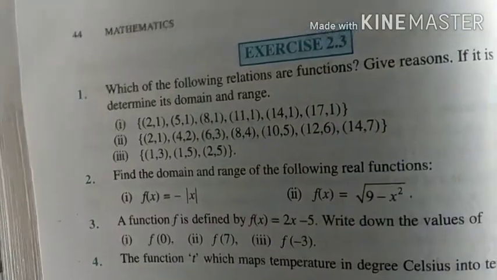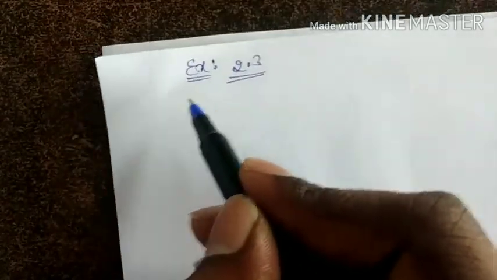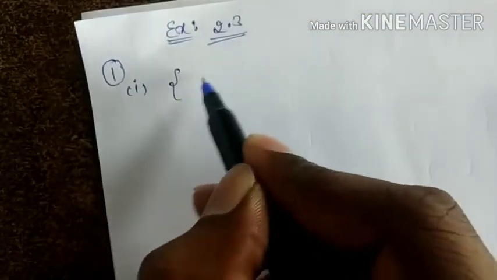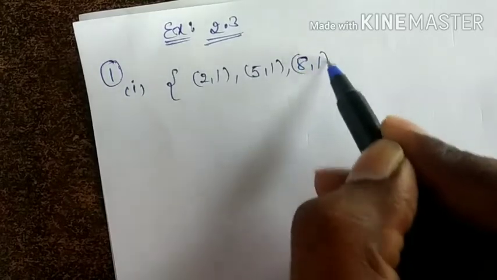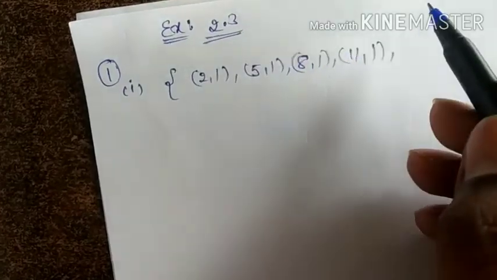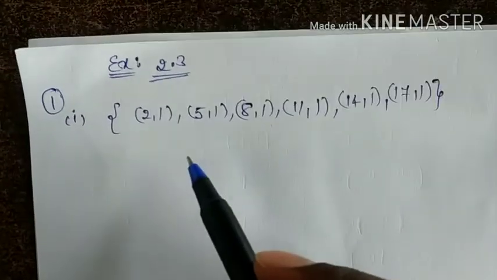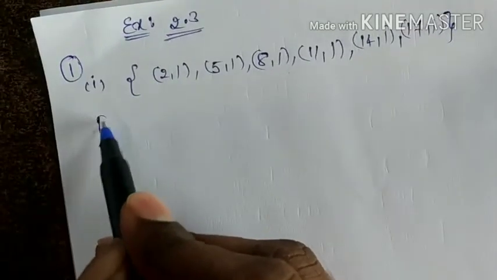So let's see, I will write on this paper. So here the first one, this is exercise 2.3. In 2.3, first one, the relation is given like this: (2,1) and (5,1), (8,1), (11,1), (14,1) and (17,1). This is the first relation they given. So we need to decide whether the given relation is a function or not. So first you have to know the definition of the function, right?